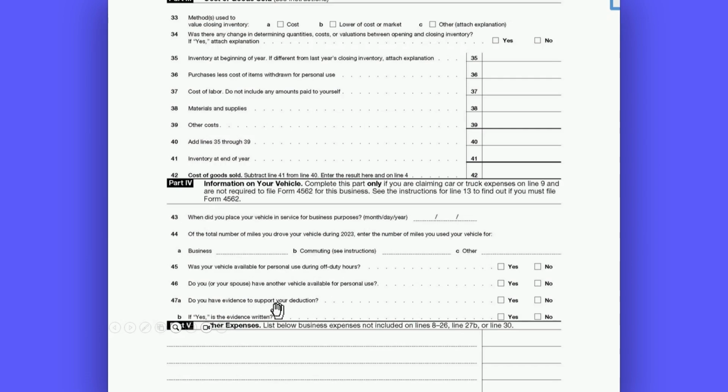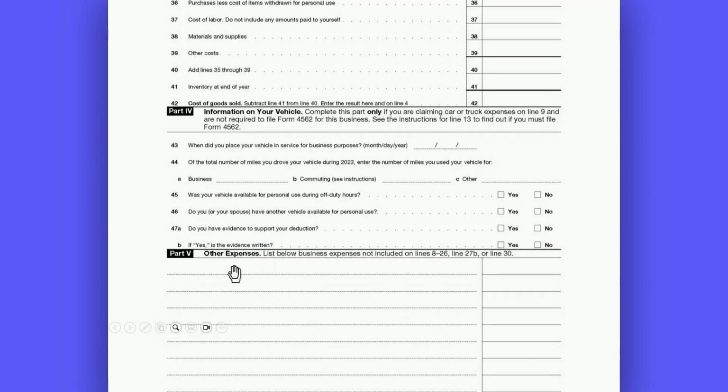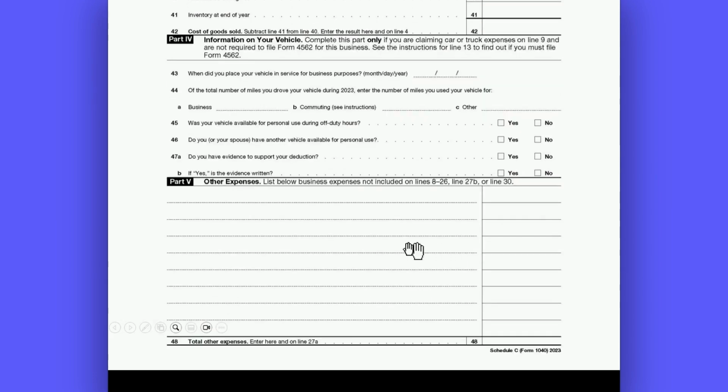Then it asks you these questions. Was your vehicle available for personal use during off-duty hours? Yes or no? Do you have another vehicle that you could use personally? Do you have evidence to support your deduction? So were you keeping some sort of log or an app on your phone or something to keep track of your miles? And then if so, is that evidence written? And obviously, if it's on an app, it would be considered to be written. And then part 5 here is the other expenses that you showed on the first page. This would detail those. What were they? And then you would put the amount over here to the right, and those should total up to what you've got for other expenses back on page 1.